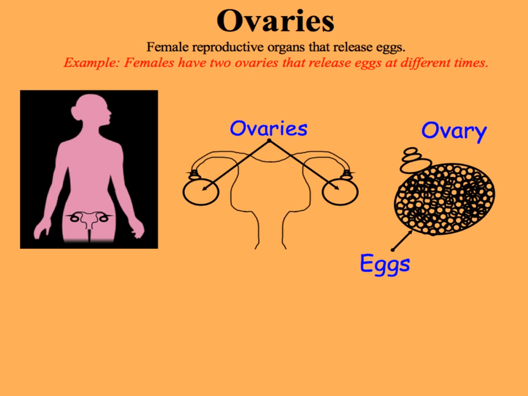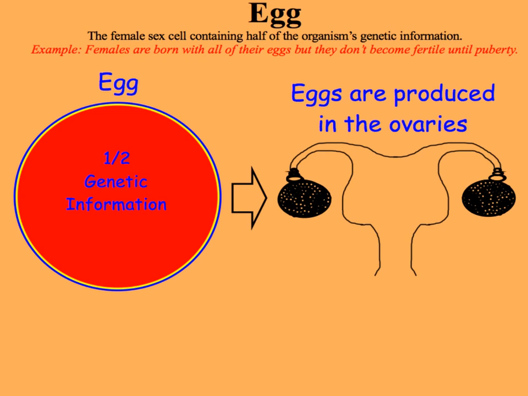Now, interestingly enough, females are born with about 200,000 immature eggs, and only a few of these will mature each month for about 35 years of the female adult life, and they're usually going to rotate. So this ovary here will produce an egg 1 month, and then this ovary will produce an egg for the next month. Okay, eggs are found in the ovaries. The female sex cell contains half of the genetic information. So I said earlier that females are born with all the eggs, but they don't become fertile or mature until puberty.